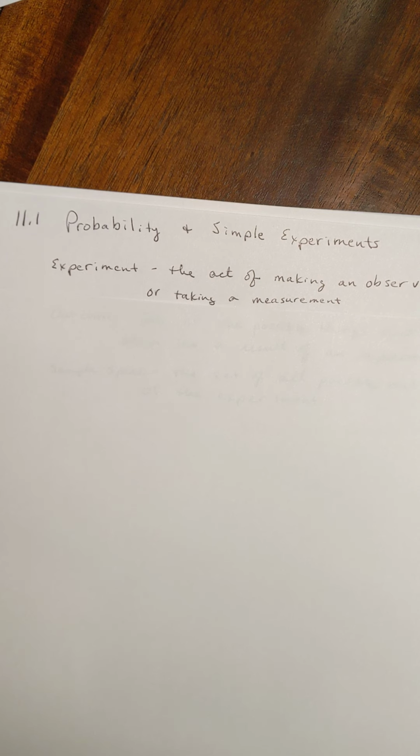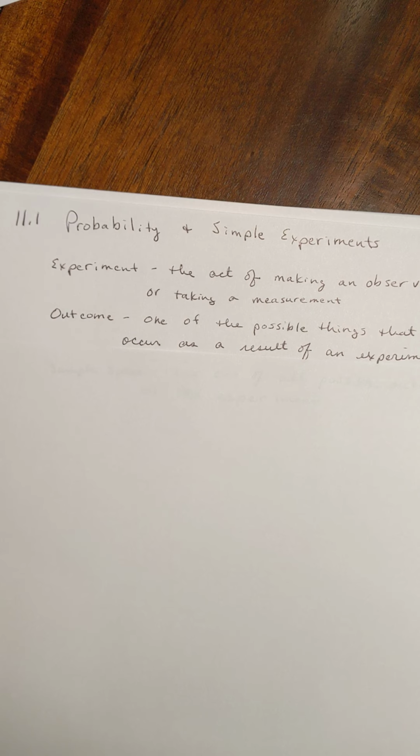Then the next definition is outcome. An outcome is one of the possible things that can occur as a result of an experiment. And then the last definition is sample space. A sample space is a set of all possible outcomes of the experiment. All right? So those are our definitions. Now let's look at a couple of experiments.